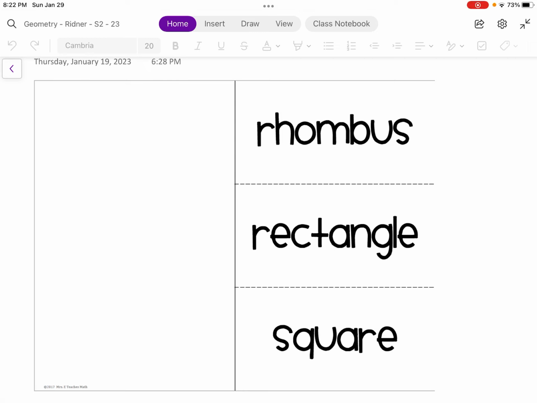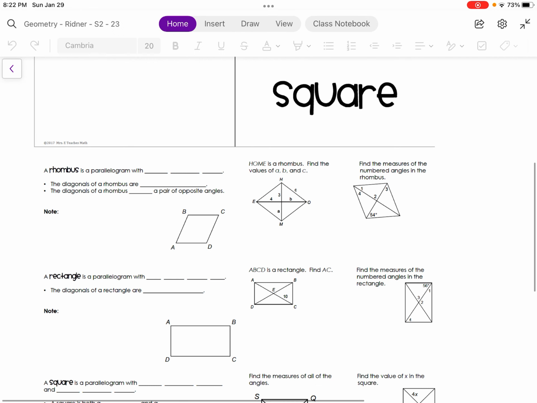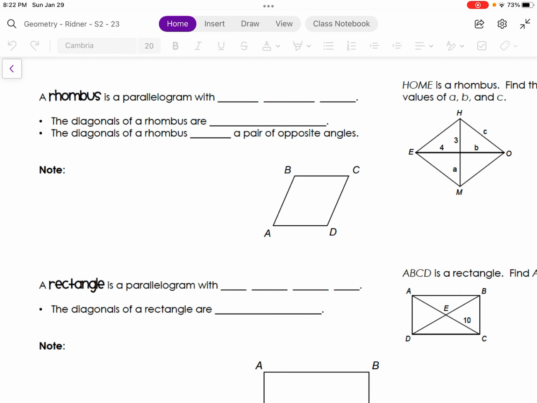All right, today we are talking about special parallelograms. And those three special kinds are rhombus, rectangle, and square. Hopefully you have at least heard of those words, and that's nothing new. But they all have special properties, and that may be what is new for us today.